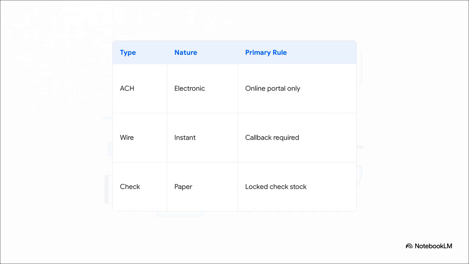Then we have wires. Wires are a whole different beast. They are instant, and here's the kicker: they are completely irrevocable. Once a wire is sent, boom, it's gone. Because of that, they require the absolute highest level of scrutiny.